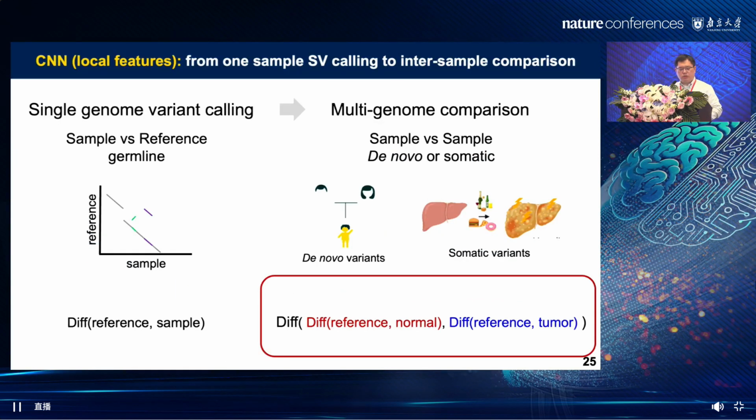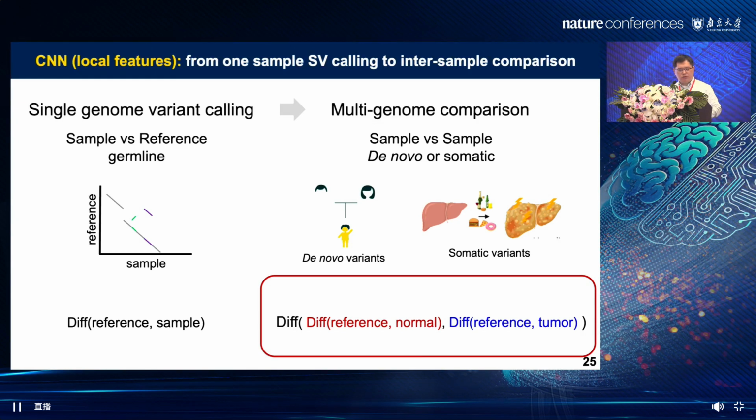And so once we have the single sample calling, the next thing is that for clinical applications, we basically have to compare between samples. So on the left side is what we have already done. We compare one sample against the reference, so we can write it as a difference between the reference and the sample. On the right side, for somatic events and de novo events, we have to compare different samples. For example, we have to compare the child with one of the parents, or the tumor tissue with the normal tissue. So this is two levels of comparison. We first do a diff with the reference and then do a second layer of diff with each other.